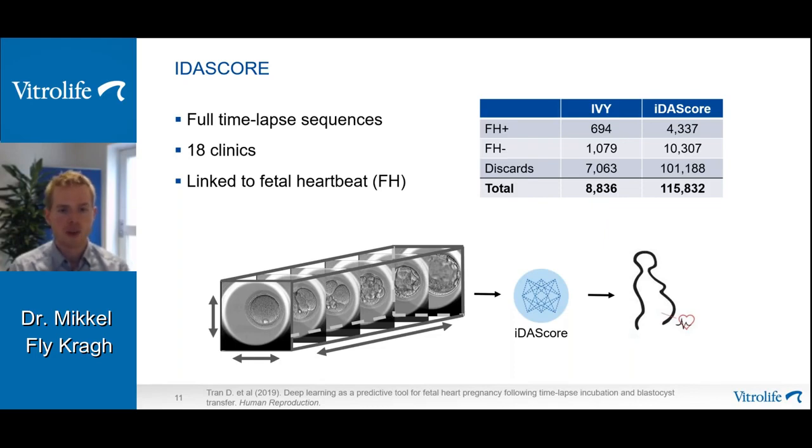Inside the IDAScore algorithm, a 3D convolutional neural network analyzes the entire time-lapse video of the developing embryo. And based on both morphological information from each image and morphokinetic or temporal information such as timing of cell divisions and speed of development, a combined score is calculated for each embryo, describing its potential to implant and result in an actual pregnancy.